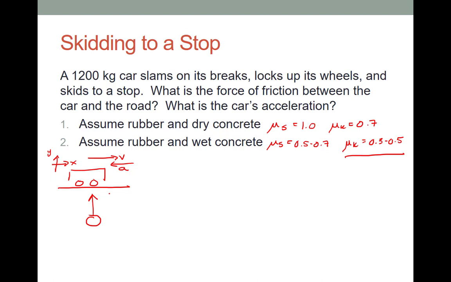I have a normal from the road on the car. I have the car's weight pulling downward. And I only have one force horizontal, and that is the friction between the road and the car. Remember, again, the car's wheels are locked up. They cannot rotate. The only force I have horizontal on the car is friction in this case.